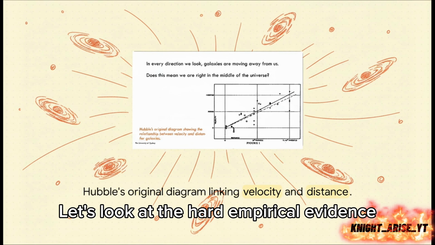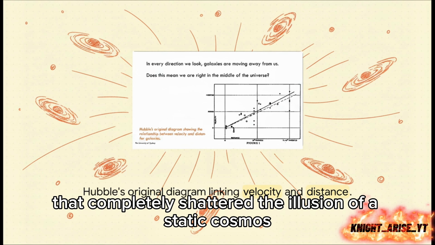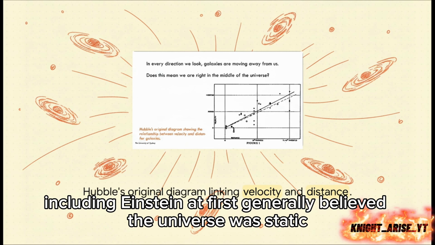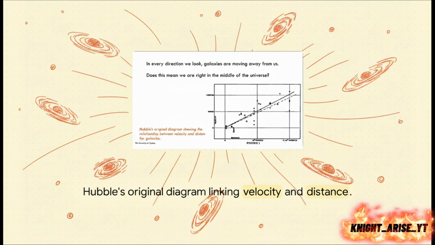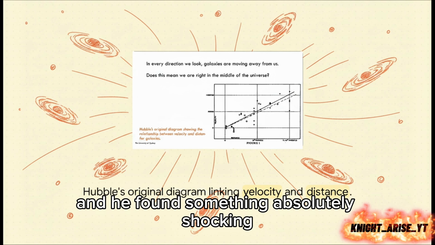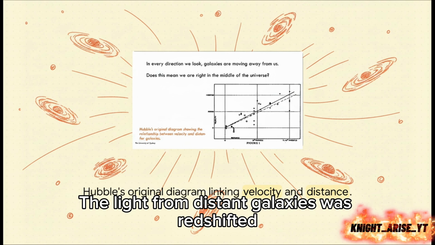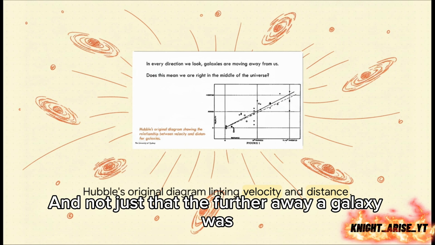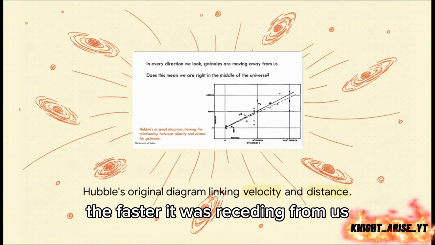Let's look at the hard, empirical evidence that completely shattered the illusion of a static cosmos. Up until the 1920s, scientists, including Einstein at first, generally believed the universe was static. But then, in 1924, Edwin Hubble started measuring the distances to remote celestial objects, and he found something absolutely shocking. The light from distant galaxies was redshifted. This cosmological redshift meant that these galaxies were physically moving away from each other. And not just that, the further away a galaxy was, the faster it was receding from us.